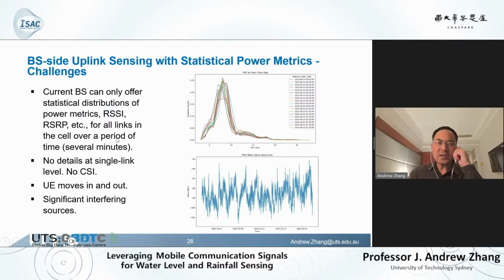Such statistics have a lot of dynamics. They can change with a mobile phone moving into the cell and out of the cell. They can also change when, for example, users are just moving around within the cell. Such dynamics make water level sensing, as well as other sensing, very challenging. But we have shown that even with such large dynamic data sets, we can still achieve good sensing performance, particularly for the relatively simple water level sensing.